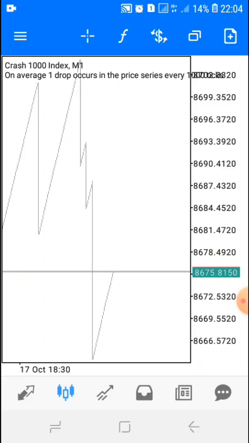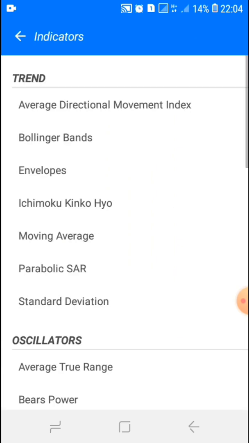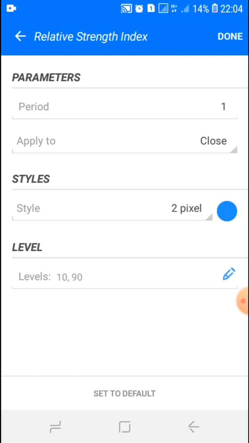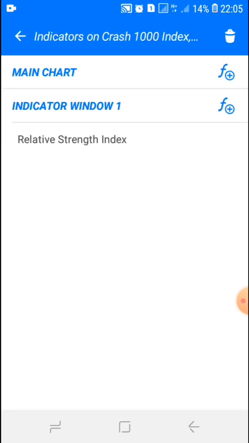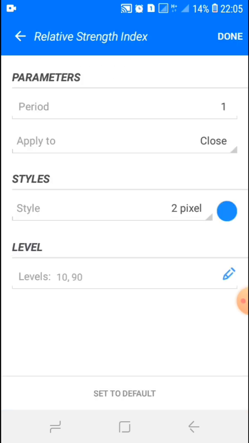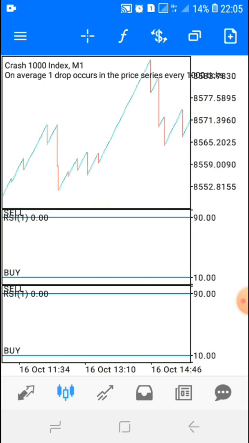So the first thing we're gonna do is, for the strategy, we're gonna use our RSI, which is our relative strength index. Make sure that your parameters are like this. The period should be 1. Apply to close, style 2 pixel blue, levels 10 and 90. Our next indicator is gonna be our RSI again. Now what you want to do is leave your parameters like the previous one.